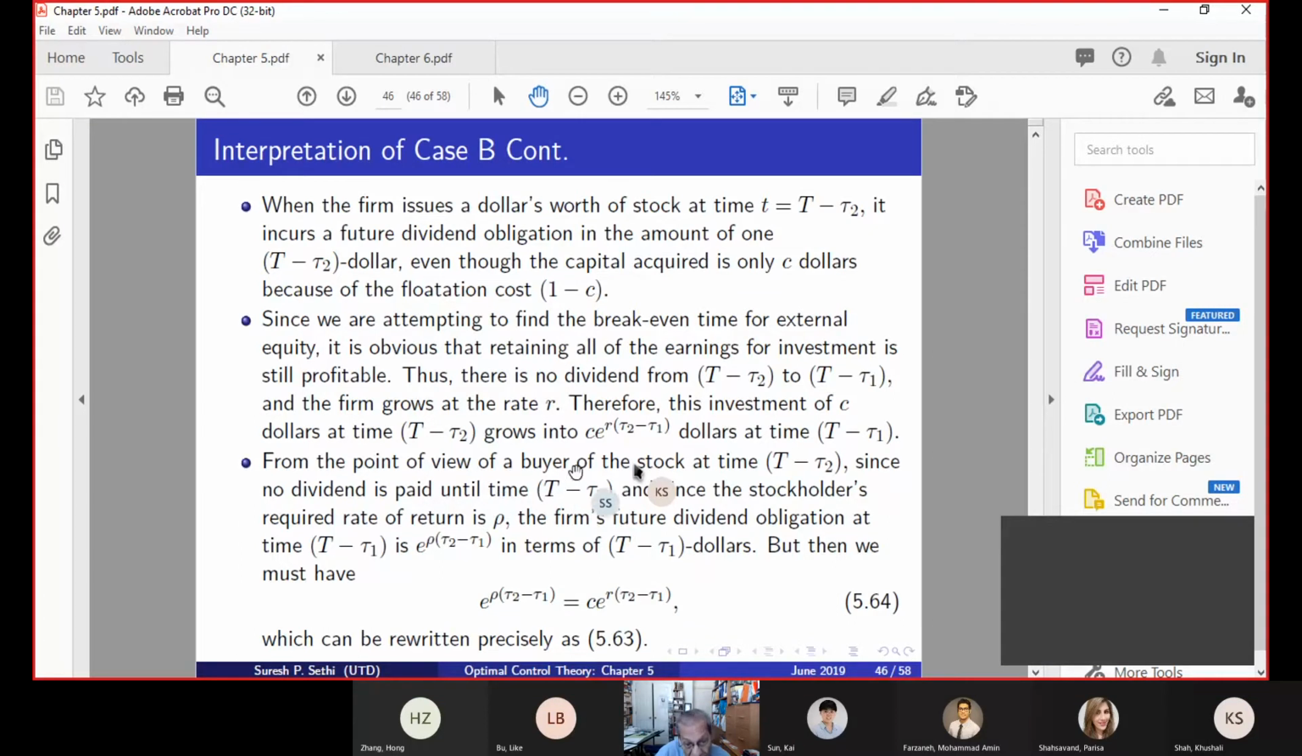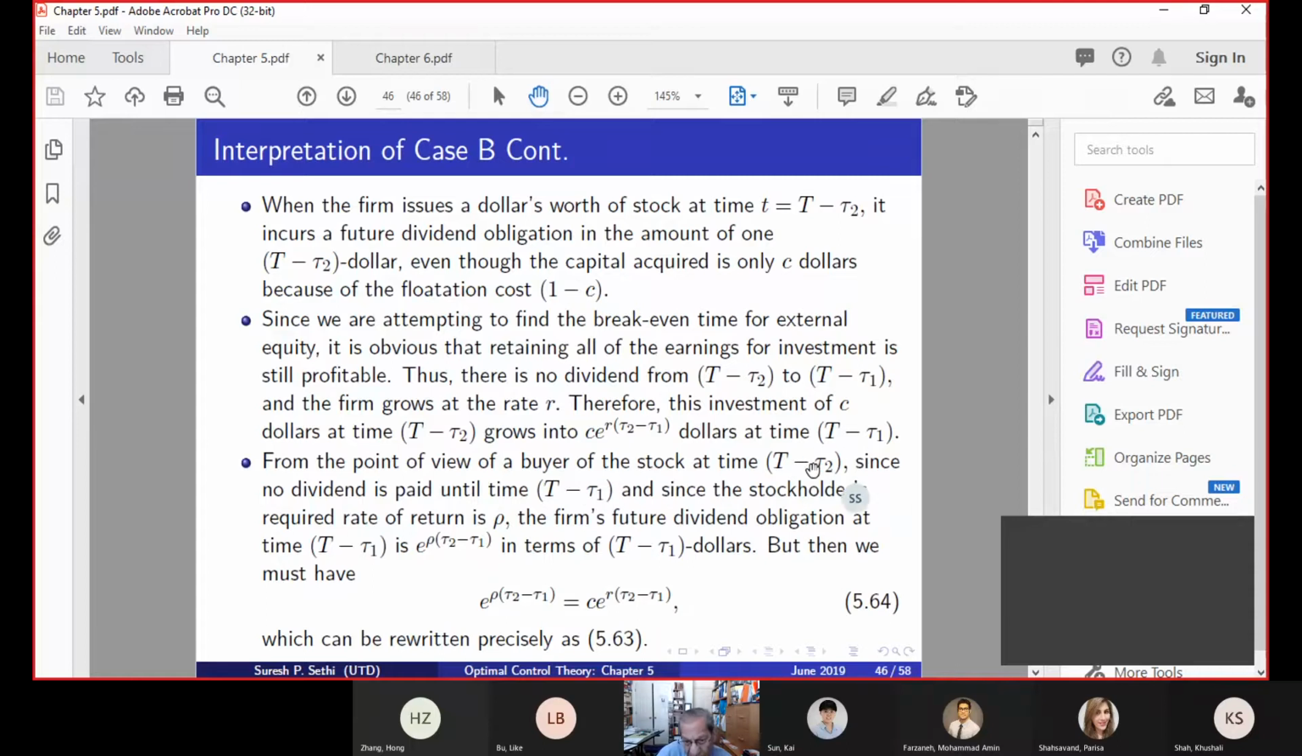From the point of view of the buyer of the stock at time t minus tau 2, since no dividend is paid until time t minus tau 1, the stockholder, or somebody ask a question here? I see somebody, KS. Are you going to ask a question right now? Hello? Okay, sorry.